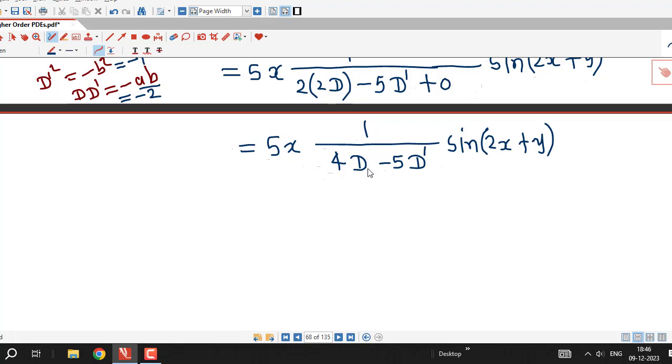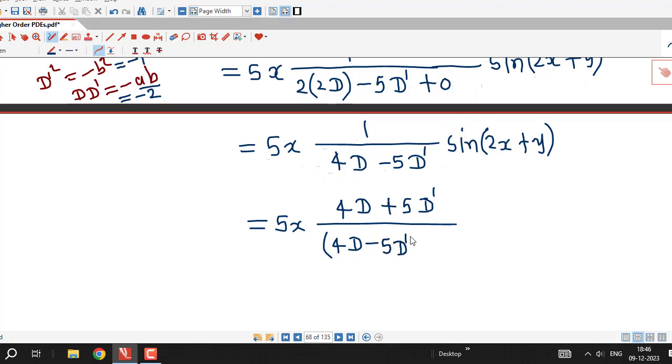Now here there is no d square, there is no d dash square, and there is no product of d and d dash. So whenever we have this type of situation, then we have to multiply numerator and denominator by some quantity such that we will obtain d dash square, d square, etc. So here I multiply numerator and denominator by 4d plus 5d dash. Here I have 4d minus 5d dash, so I am multiplying by 4d plus 5d dash, numerator and denominator both, and let's see what happens.